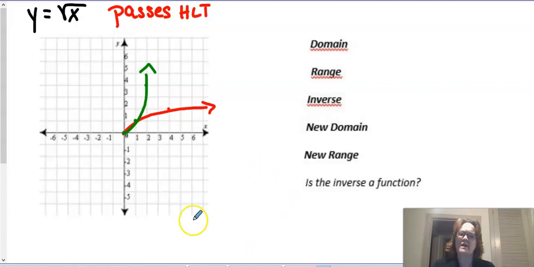So I know that its inverse will be a function. So I can go ahead and answer yes right there. And that's how you can do that.